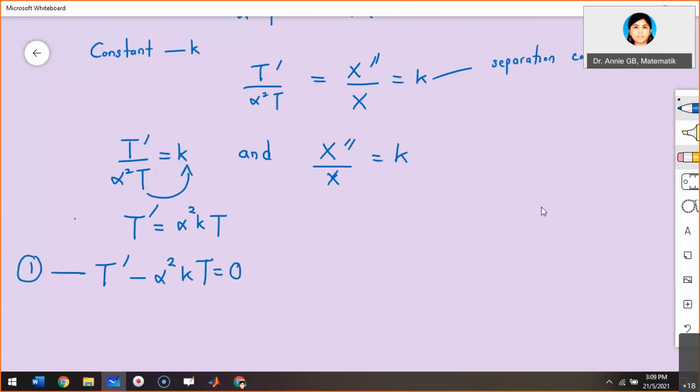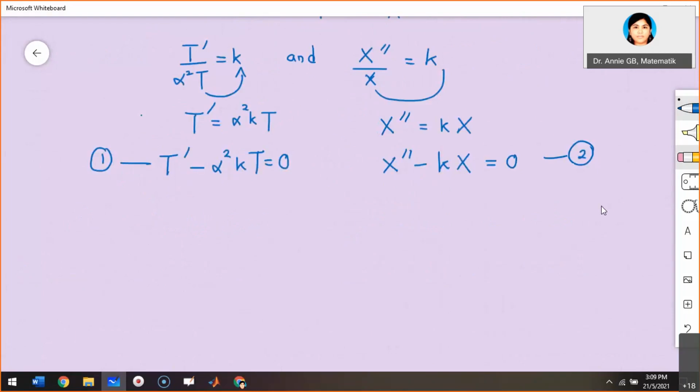Now on this part here, similarly, saya akan bawa x ke sini. Saya dapat X double prime equals to kX. Now bawa ke belah kiri, X double prime minus kX equals to 0. This is equation number 2. Okay, what you can see here, the equation 1 and 2, you have 2 ODE. This is my first order, and this is my second order. Daripada PDE, kita mudahkan dia sampai dapat 2 ODE ni.